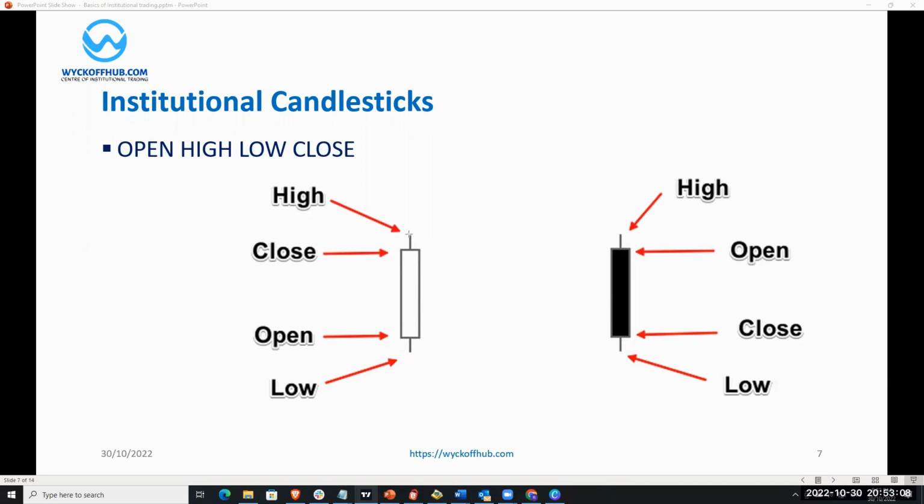There are two other points up here, which are the high and the low of a candle. The difference between the high and the closing or opening price is called the wick. And the difference between the opening or closing and the low of the bar is called the lower wick. The size of the lower wick and the higher wick are significant in understanding institutional behavior and institutional intentions. The body of the candle is also important. We will look at this in the next slide.